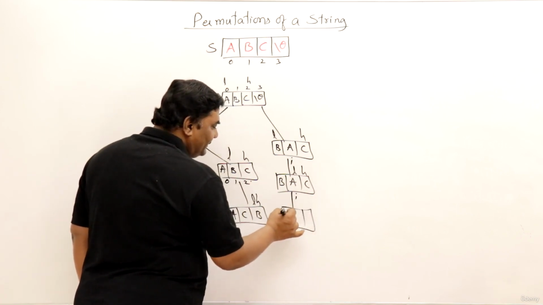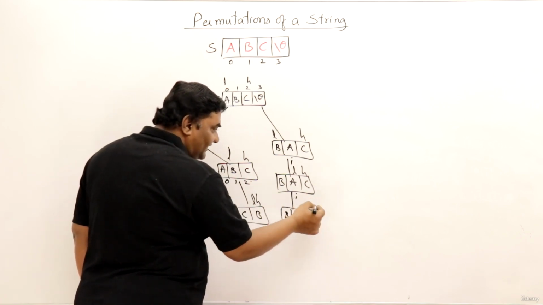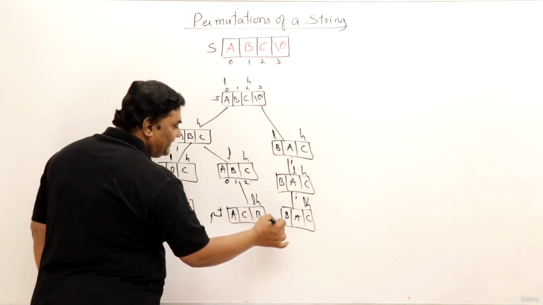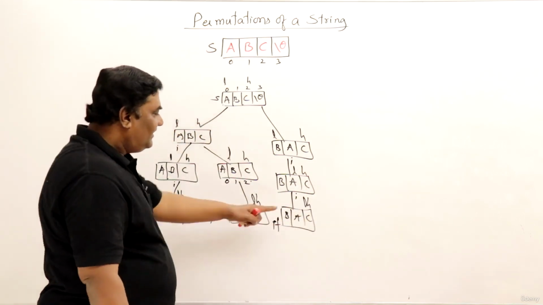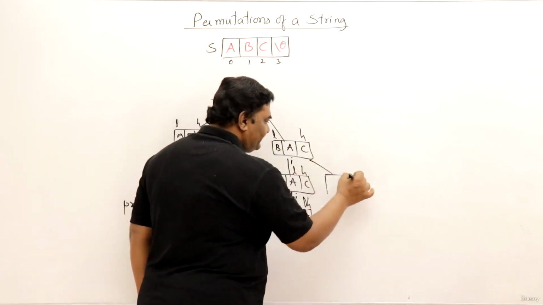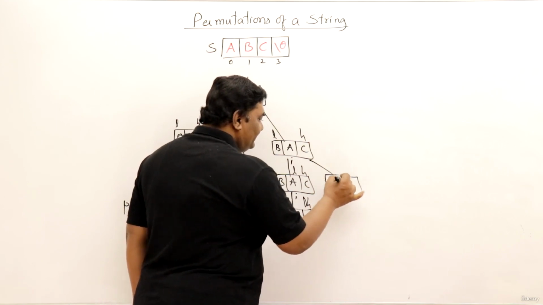Then A, B, C. This is. Then L will be on the next one. So as these are equal, don't do anything. Just printf. Printf. And go back. So we have done it when I was here. So the next is B, A, C.